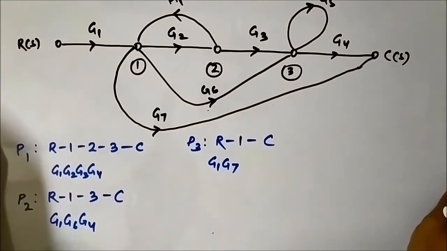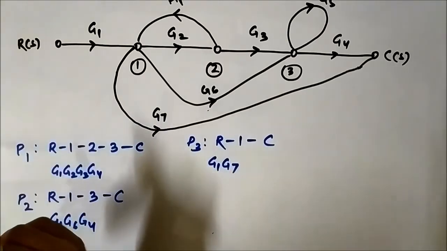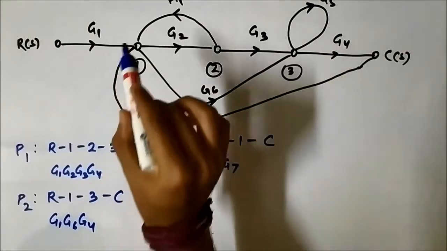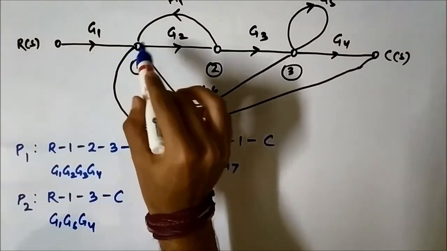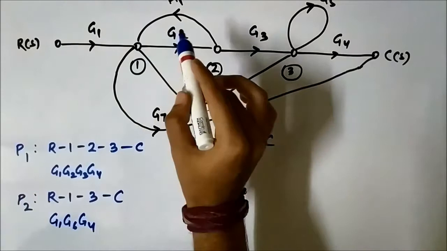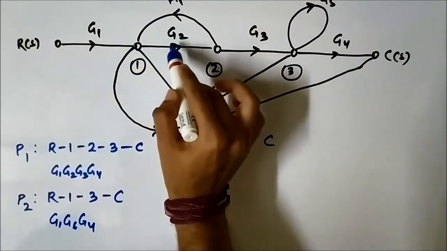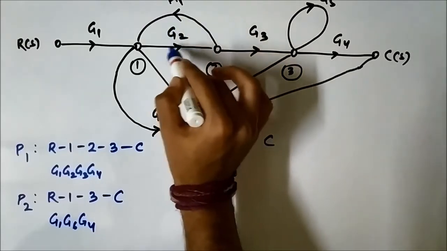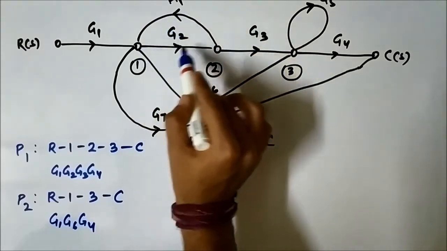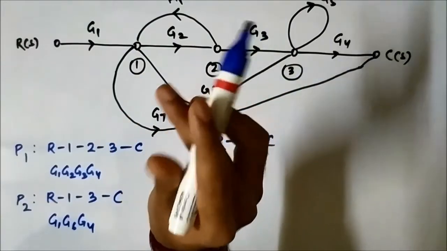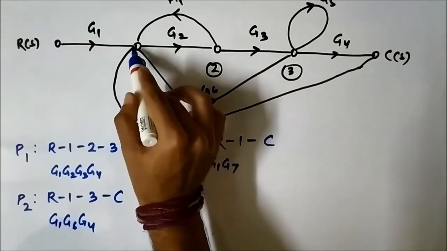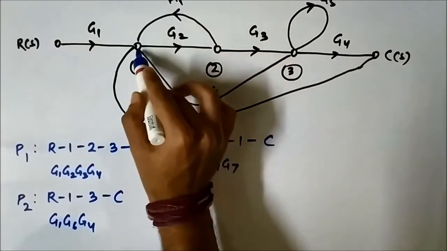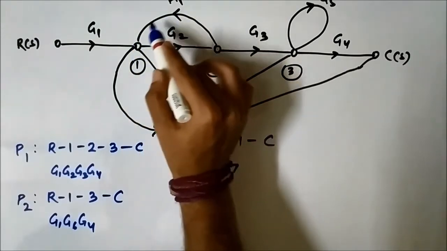Always while determining a loop, pay attention to the nodes. I've already told this in the previous question. If a node has outgoing and incoming branches, it means it has a loop associated with it. See this node, node number 1, it has an outgoing arrow and an incoming arrow, so this is a loop. See, 1 to 2 to 1.